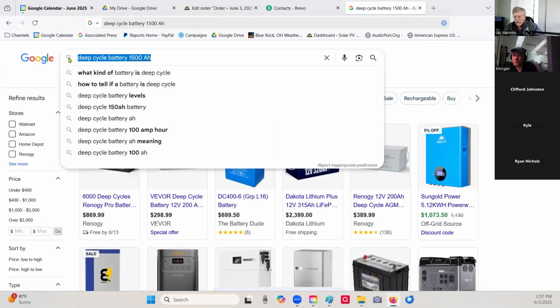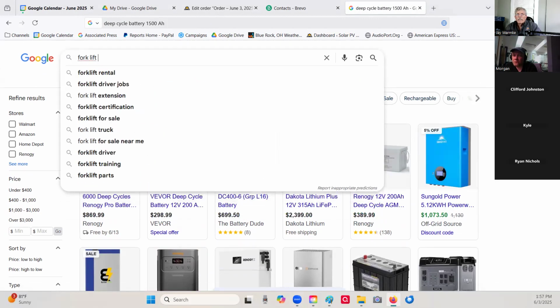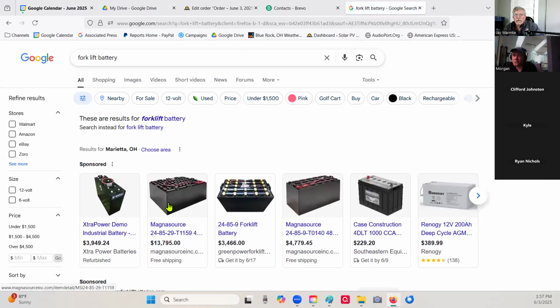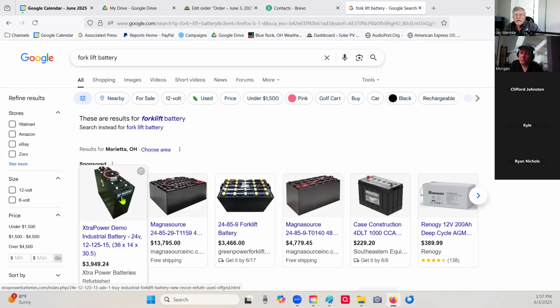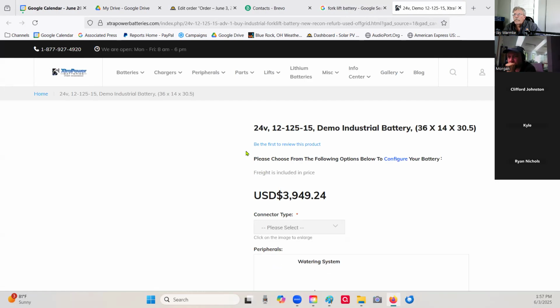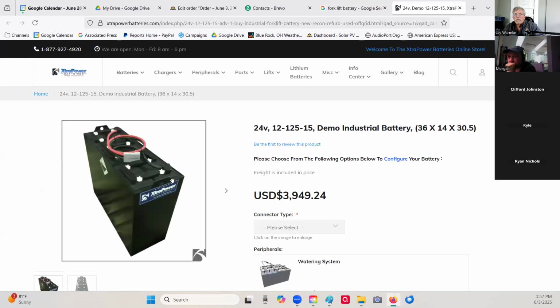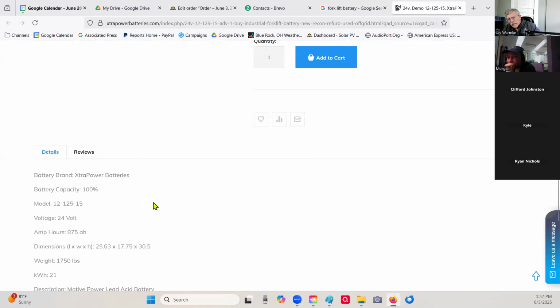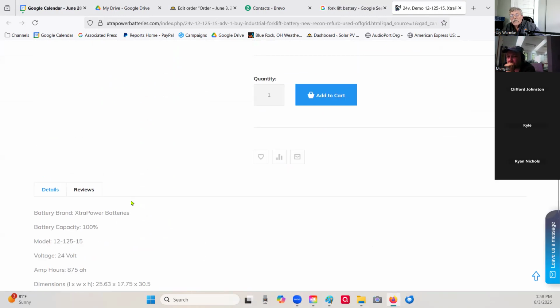Let me look at forklift batteries. Let's just see what this battery is. 24 volt. Pull that up. Notice it's $4,000. So it's 24 volt, 875 amp hour. So we're going to need two of those, two strings of those, right?